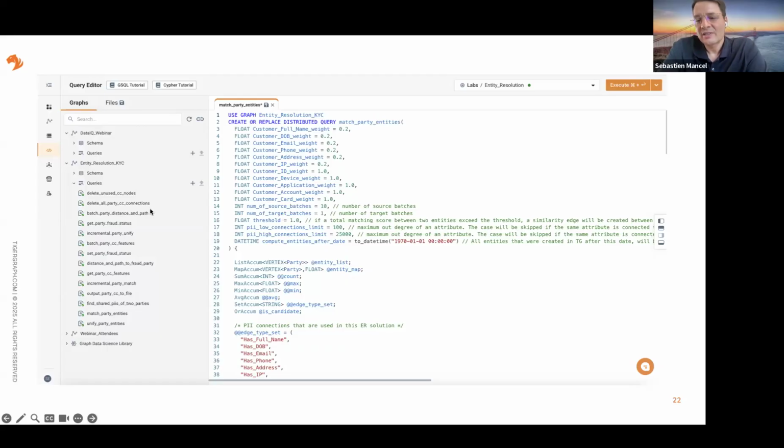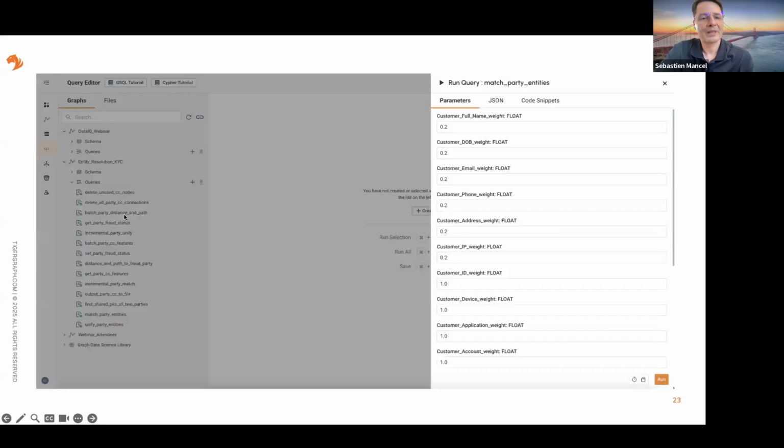It combines deterministic matches like IDs with probabilistic ones like partial names and addresses, all within the context of the graph. So once we open the query, just to give you an example, you can see the parameters that drive how similarity is calculated. You can see those parameters on the right-hand side. And each attribute is assigned a weight that reflects its importance in determining a match.